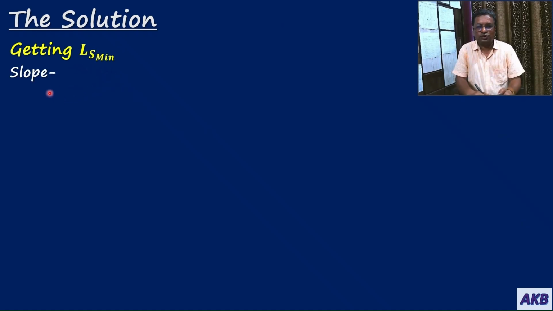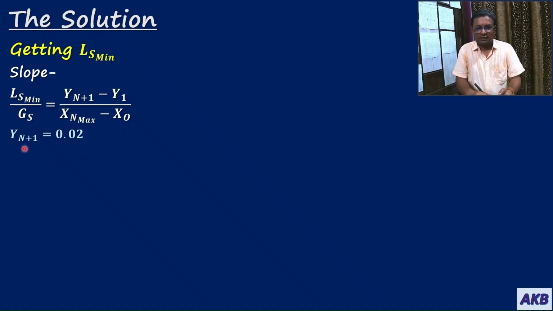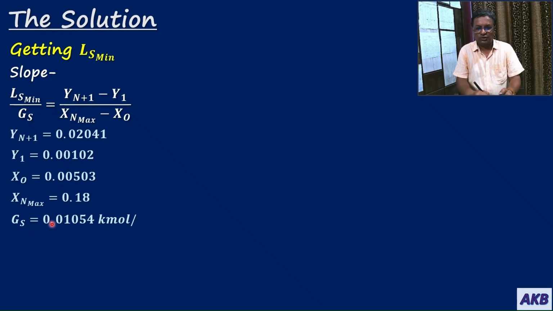Next we will be getting LS minimum. For that we will use the equation of the slope, which is LS minimum by GS is equal to capital Yn plus 1 minus capital Y1 divided by xn max minus x0. Capital Yn plus 1 is 0.02041. Capital Y1 is 0.00102. Capital X0 is 0.00503. Capital Xn max is 0.18. And GS is 0.01054 kilomole per second.